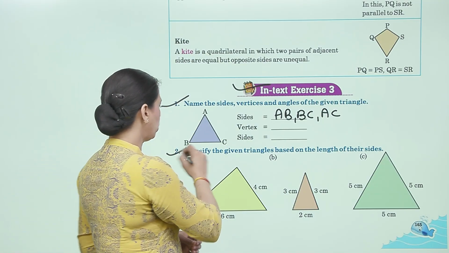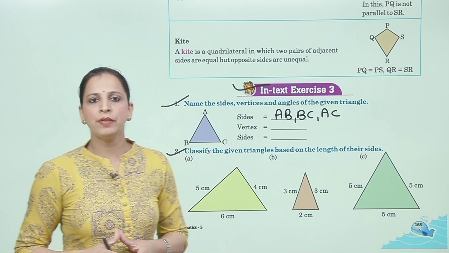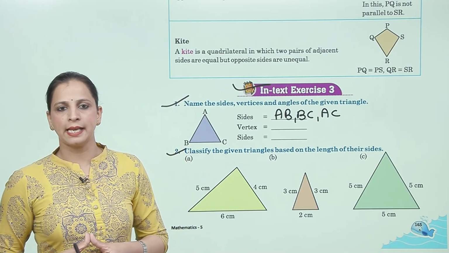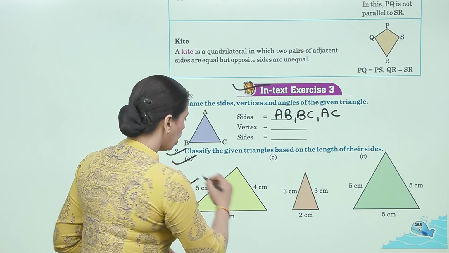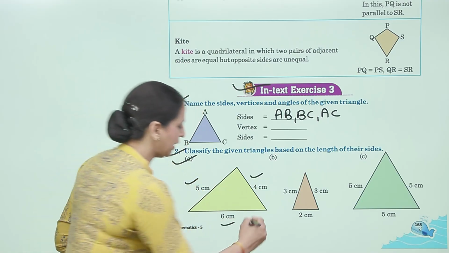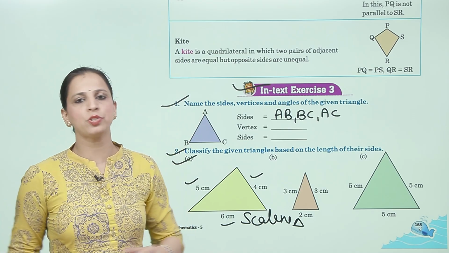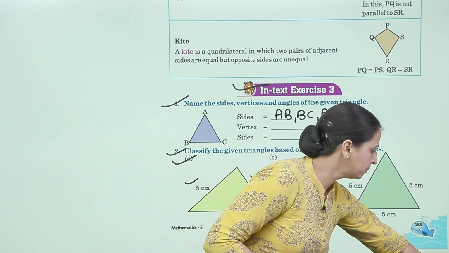Now next question number 2, classify the given triangles based on the length of their sides. Now A part, all three sides are different, so it is a scalene triangle. तो बच्चों सेम मेथड को यूज करते हुए बाकी के पार्ट्स आपको ट्राई करेंगे.